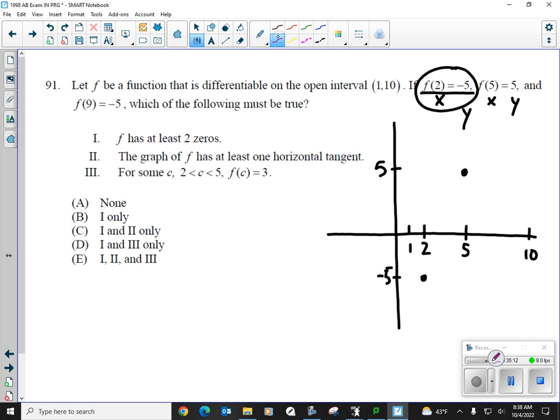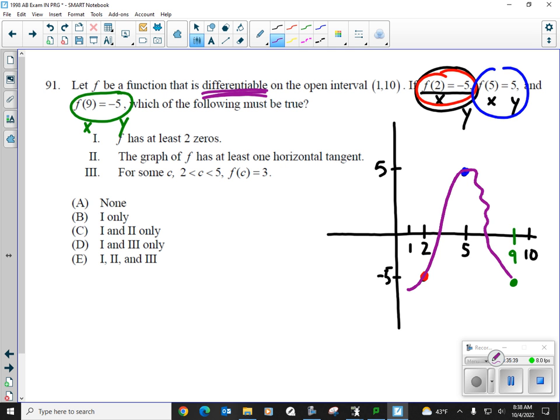I should color coordinate these. Red, red. Blue, my x and y is blue. Green, when x is 9, y is -5. 9 would be right about here. So if it's differentiable, it's continuous. For some reason, being continuous, it has to go through here. I don't know what it does, but it has to go through those points, and it has to be a line that never breaks.